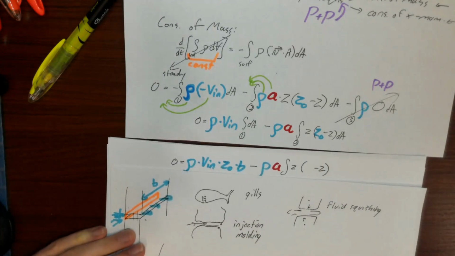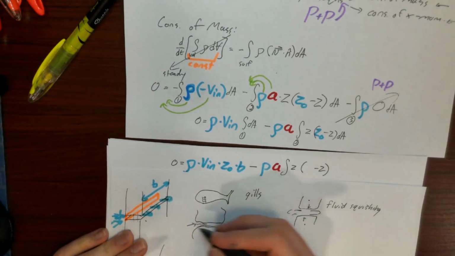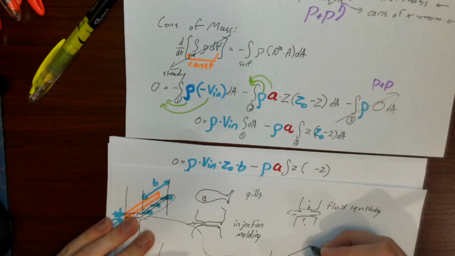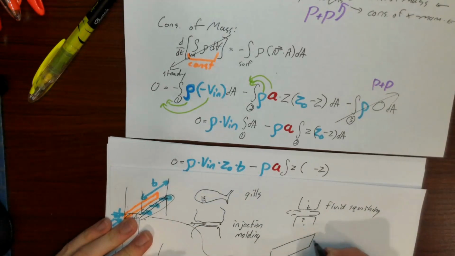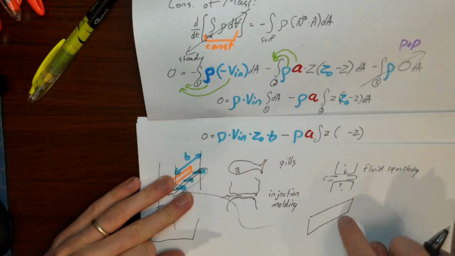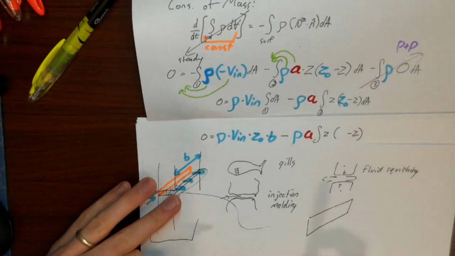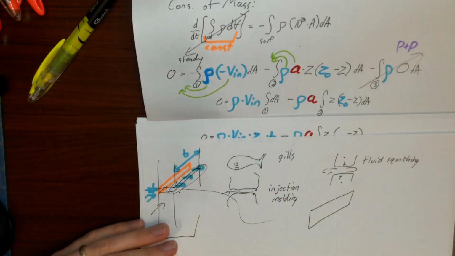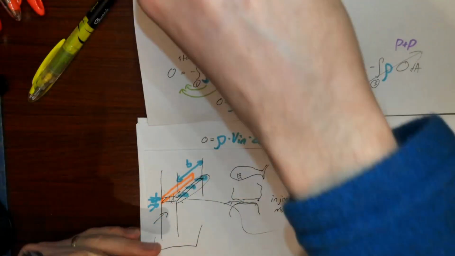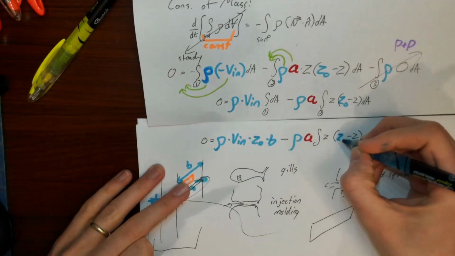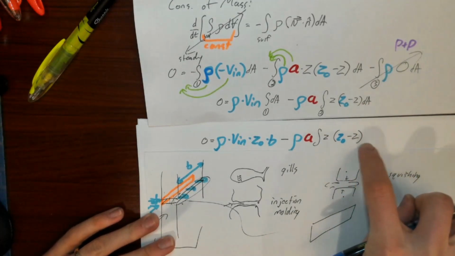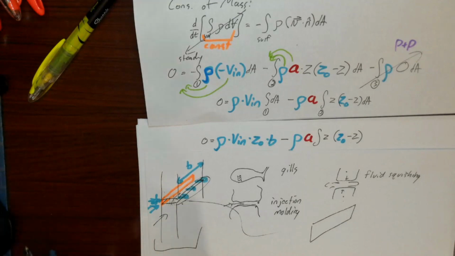So take a moment now, pause the video, and think about this surface right here. We can imagine the outlet right here. How are we going to break up the outlet surface? What's a sensible way to break it up? What should be a sensible dA that we use to break up this outlet surface? Take a moment, pause the video, and figure out what we should replace dA with in a sensible way.